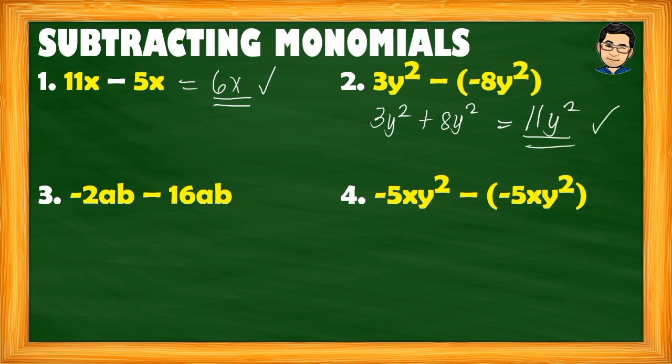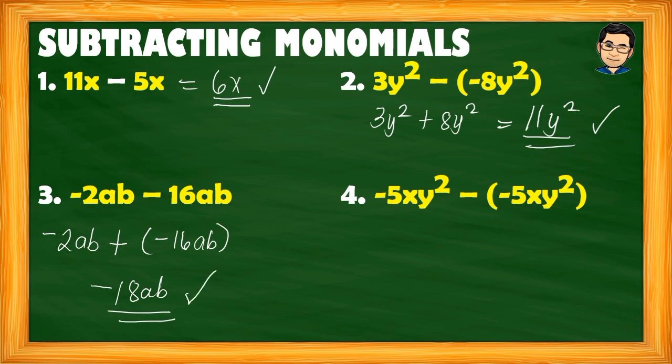Next, negative 2ab minus 16ab. So, it should be written as negative 2ab plus negative 16ab. Okay. So, 16ab is positive, magiging siyang negative 16ab, and then yung minus, magiging plus. And then, proceed to the rules of addition. So, negative 2ab plus negative 16ab, pareho po sila ng sign na negative. I-add lang po natin. So, our final answer will be negative 18ab.